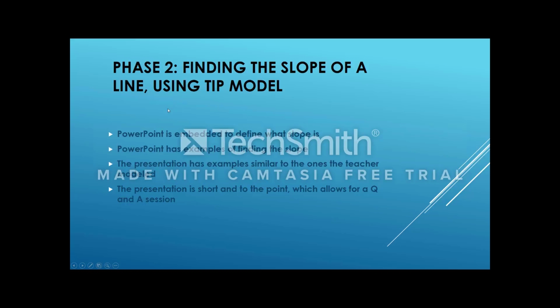Phase 2, finding the slope of a line. The PowerPoint embedded in the lesson starts by defining what the slope is. This helps the student know, by definition, what the slope is. The PowerPoint has examples finding the slope. This helps the teacher model to the student what the slope is and how to find it. The presentation also has similar examples to the ones the teacher modeled to help the student with independent practice. We know that practice helps permanence. The presentation is short and to the point, which allows for a question and answer session, which is essential to student understanding.